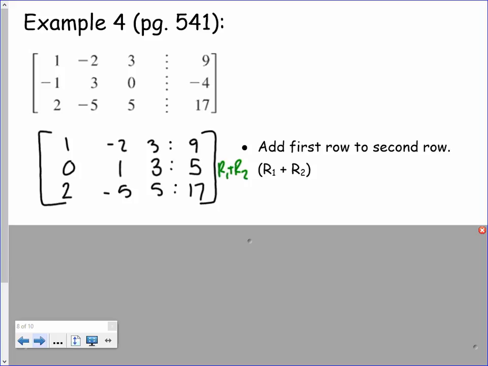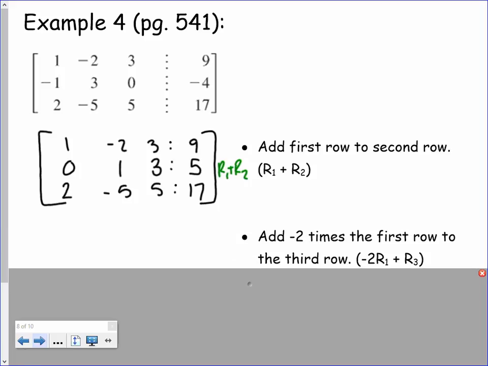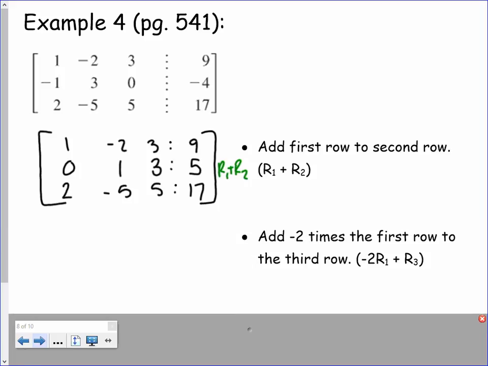Now I've really got to concentrate on row 3, right? I'm going to get rid of all those numbers there. So the next thing I'm going to do is take negative 2 times the first row and add it to the third row. What am I trying to do when I take negative 2 times the first row and add it to the third row? I'm trying to cancel out those 2, aren't I? So it's like you're doing elimination with a 3-variable system. Okay? So I'm going to make my matrix.